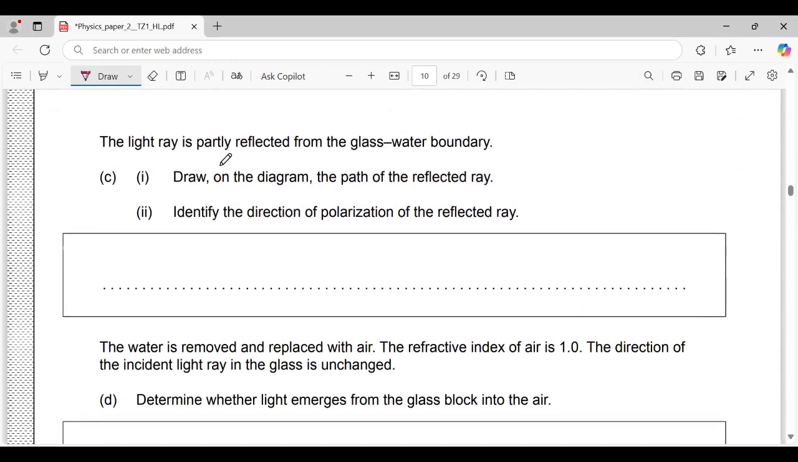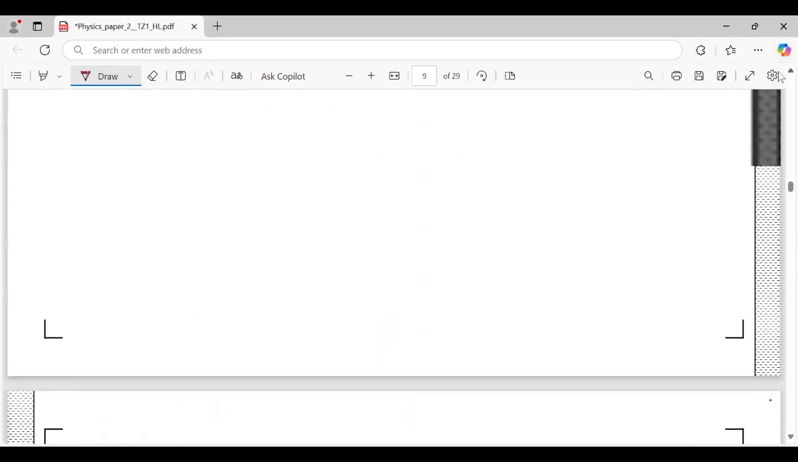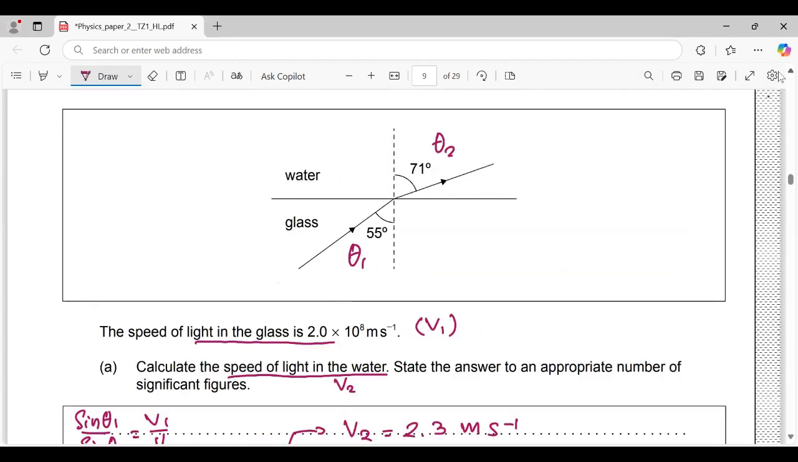The light ray is partly reflected from the glass-water boundary. Draw on the diagram the path of the reflected ray. So the reflected ray goes downwards in the glass medium with angle 55.